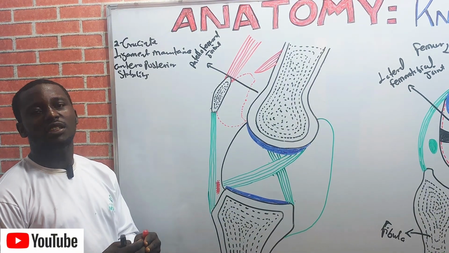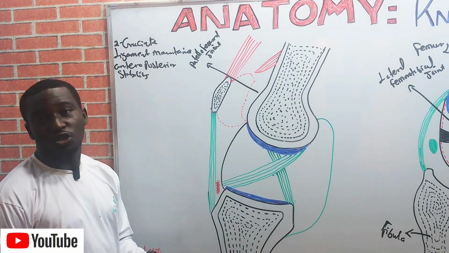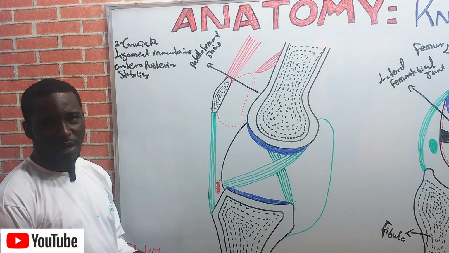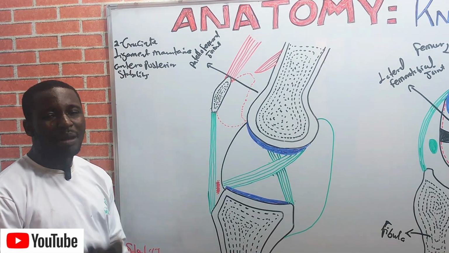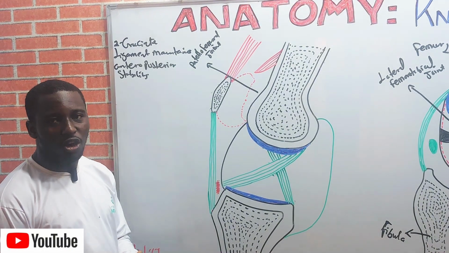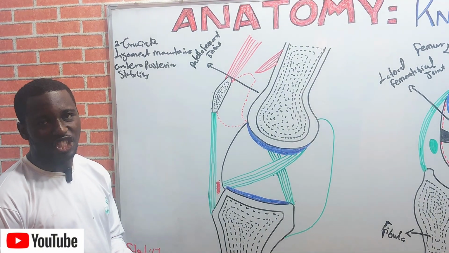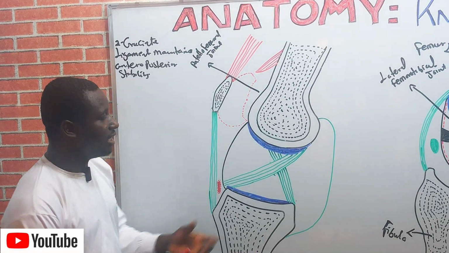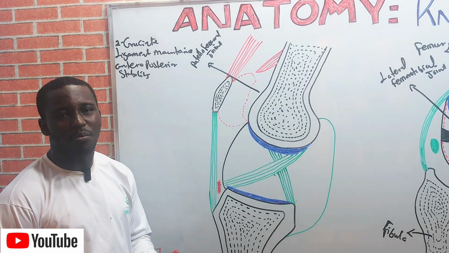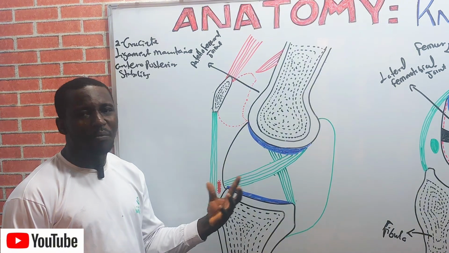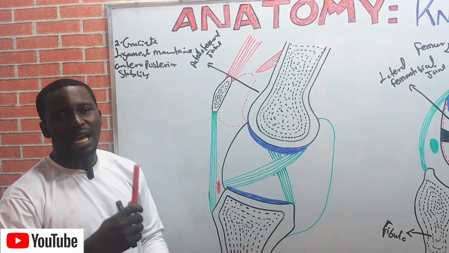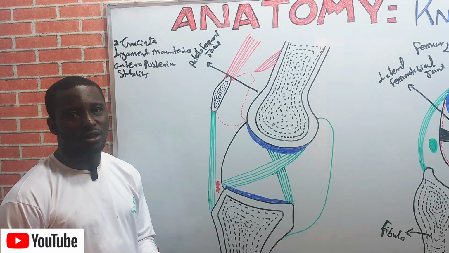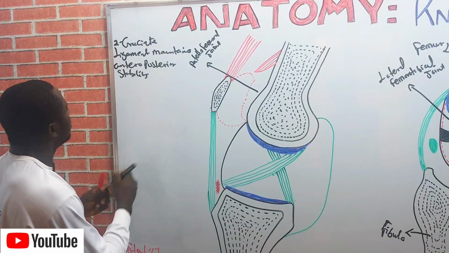If there is any injury to those cruciate ligaments, either by posterior or anterior dislocation of the tibia, there could be hypermobility of the anterior posterior movement of the knee joint. That is why the cruciate ligament helps to stabilize it. We have the anterior and posterior cruciate ligament. They help to stabilize the anterior posterior activities of the knee joint. So that is it.